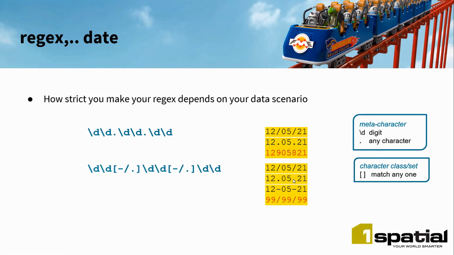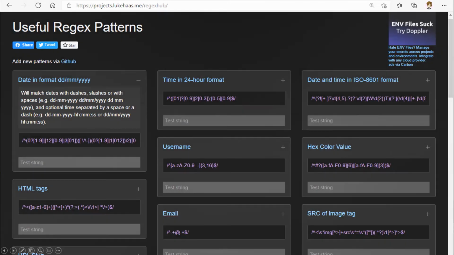So it's matching these date strings, but it's also matching this non-date string. And that's because days and months are actually limited in number. So let's have another go. Here we go. This looks a bit better. We're restricting the digits that we're allowing for days and for months. And that's working better, but as you can see it's still not quite perfect.